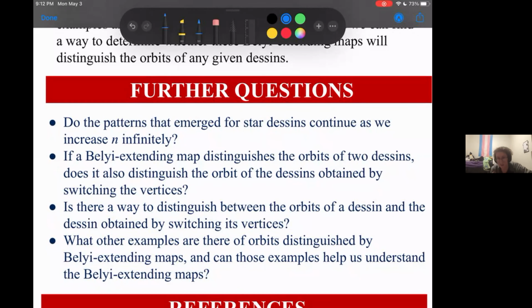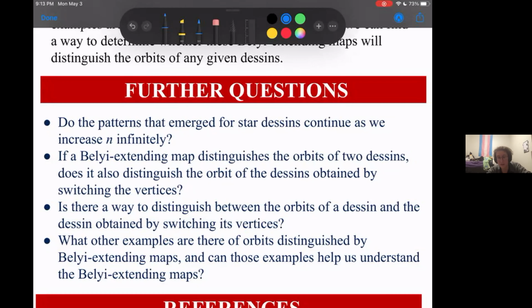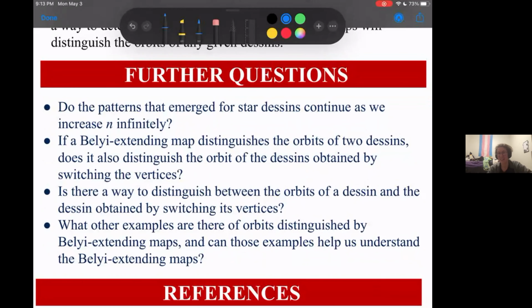And then, of course, we could still just try to find more examples of Dessins that agree on previously known invariants, but that we can distinguish the orbits of using Belyi-Extending maps. So all of these things will help us get an understanding of what these invariants are, and then hopefully, eventually, that'll help us piece together an understanding of the group Gal-Q, which is a huge open question and not anything that I ever hope to answer in an undergraduate thesis. But those are some things to think about.